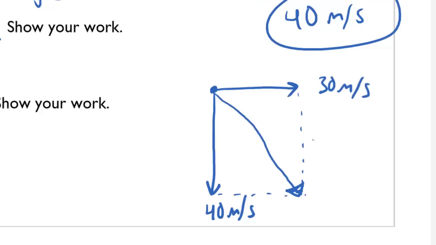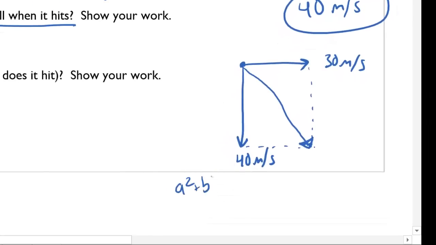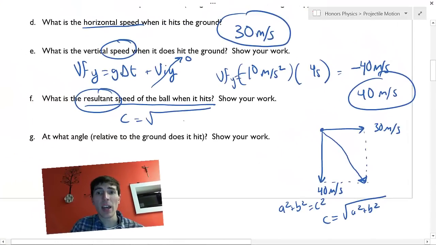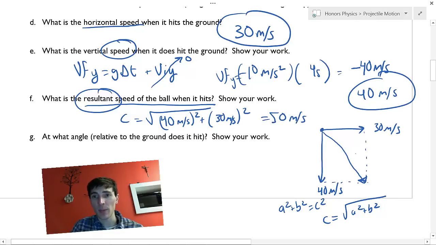So all this takes is some simple trig. I have two sides. This resultant vector is the hypotenuse. So if I go back to the Pythagorean theorem, a squared plus b squared equals c squared, and solve for c, c ends up being equal to the square root of a squared plus b squared. So c is equal to the square root of 40 meters per second squared plus 30 meters per second squared. When I take the square root of it, I get that c was 50 meters per second.